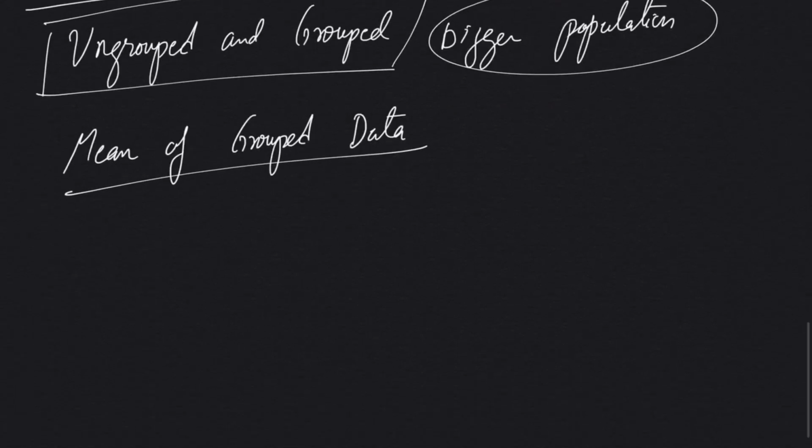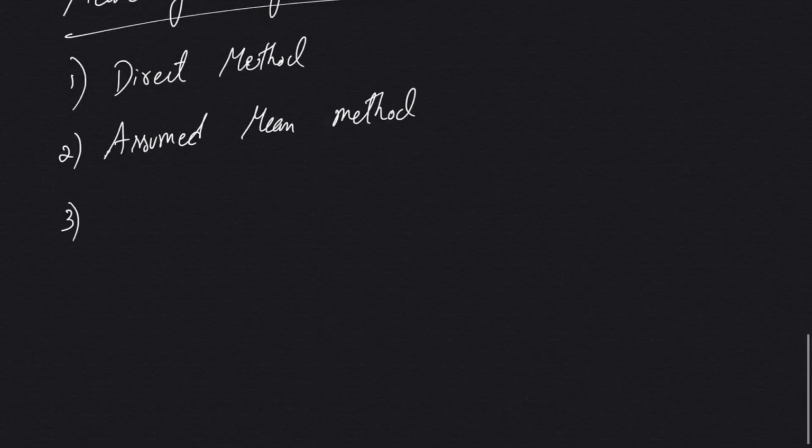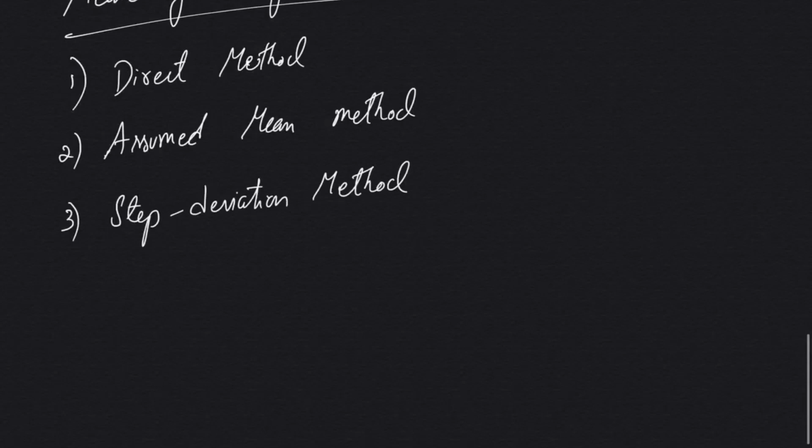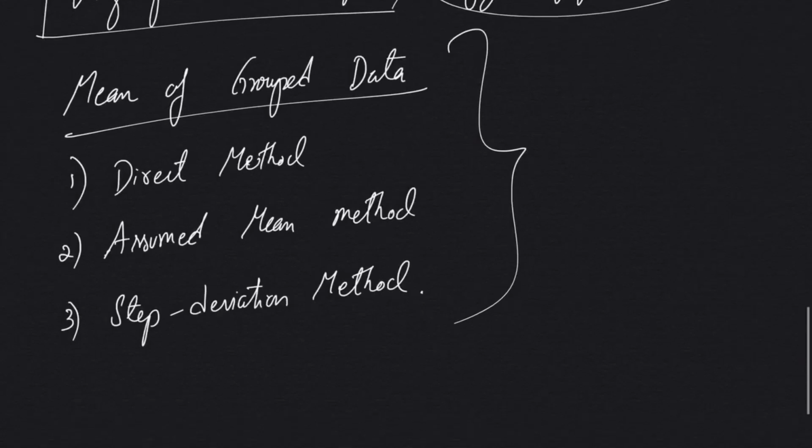There are around three methods. One is called the direct method, the other is called the assumed mean method, and the last one is called the step deviation method. So in the next video we will be studying how to calculate the mean of grouped data using the direct method, assumed mean method and step deviation method.